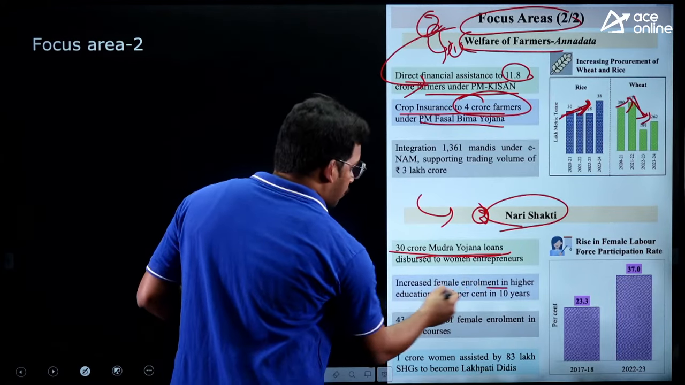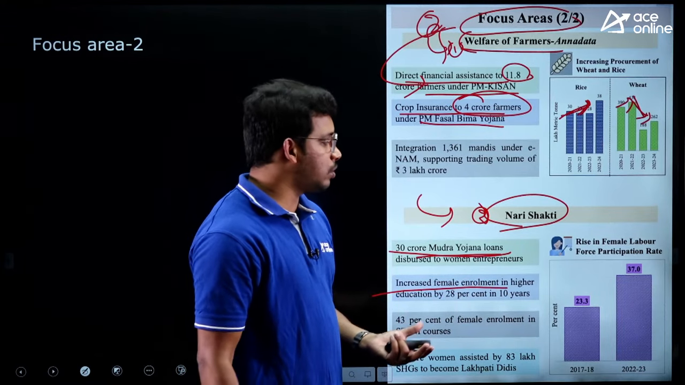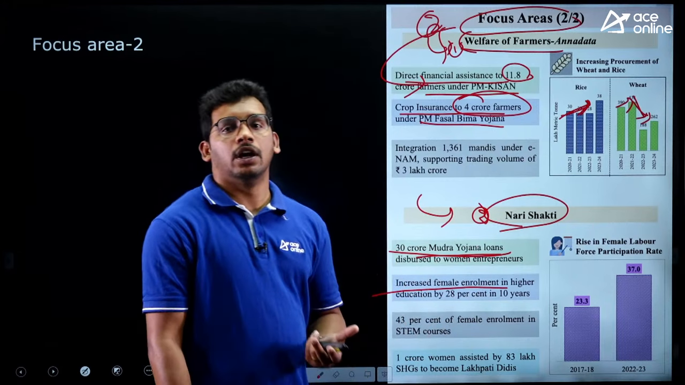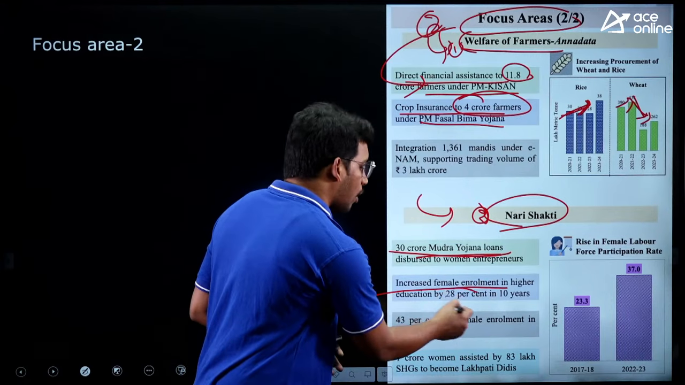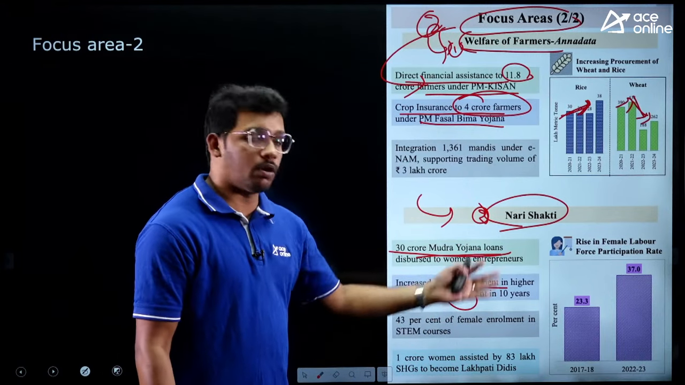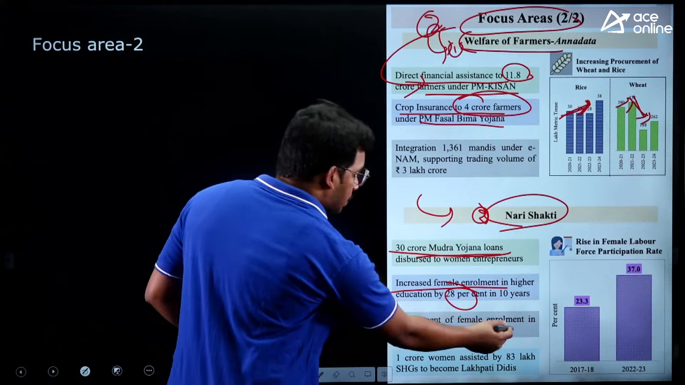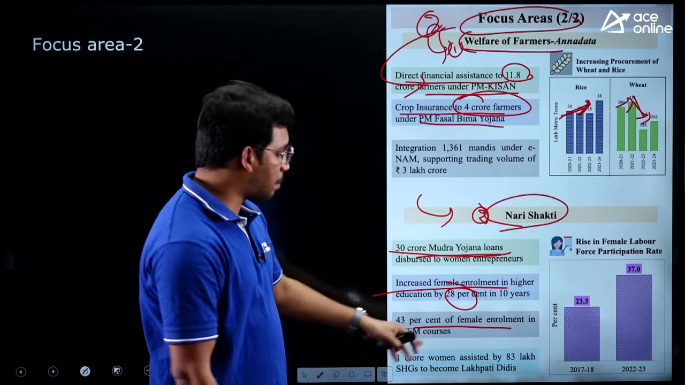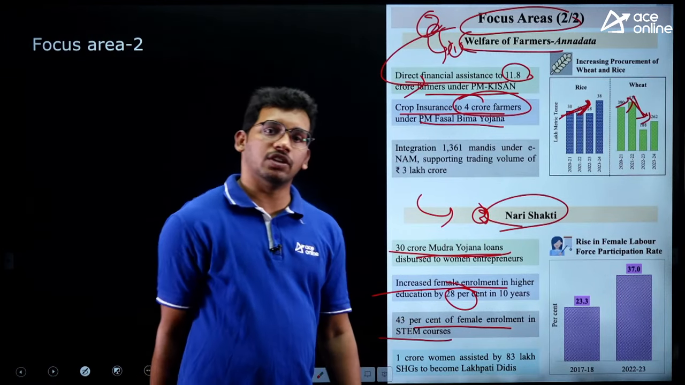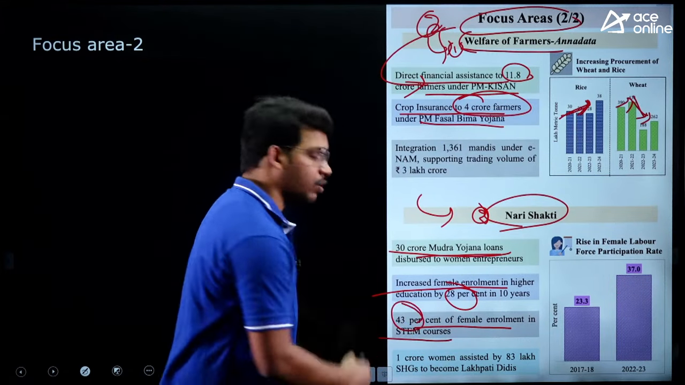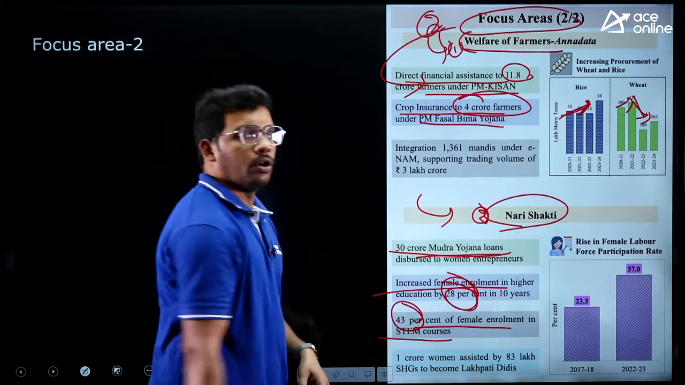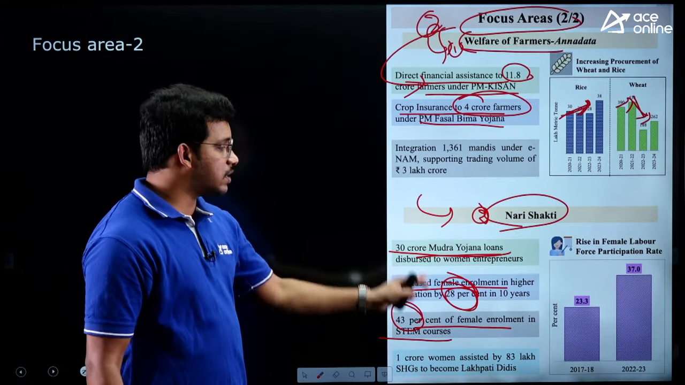Then increased female enrollment in higher education, like universities, PGs and all. So the role of women is increasing under the government, they are saying, right? 43% of female enrollment happened in science, technology, engineering and mathematics. So this is the female enrollment in science and technology, and also in the normal enrollments, there is 28%.